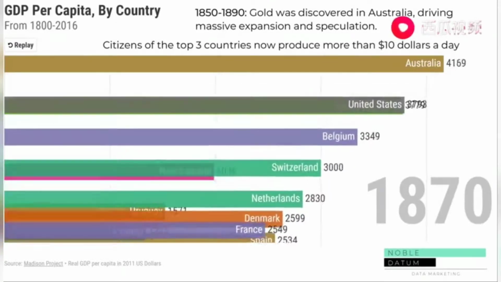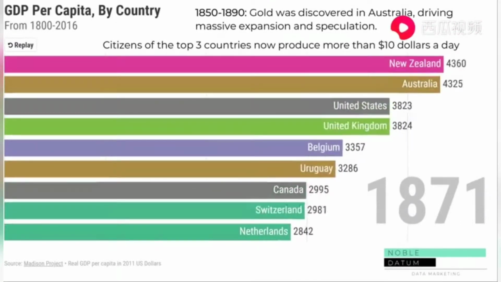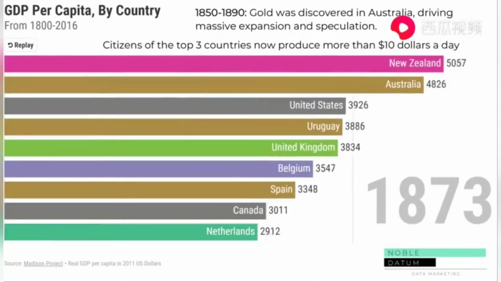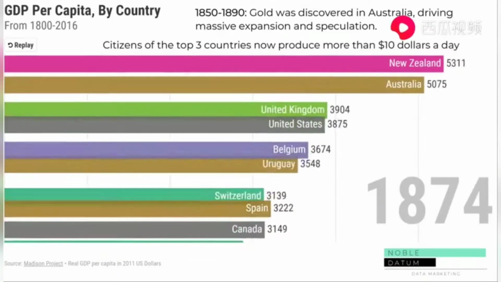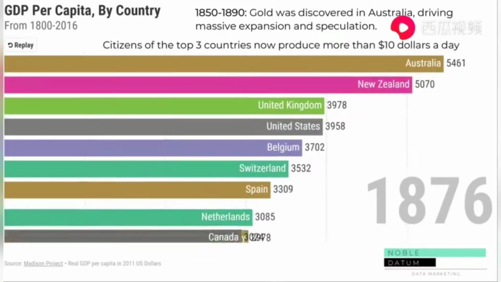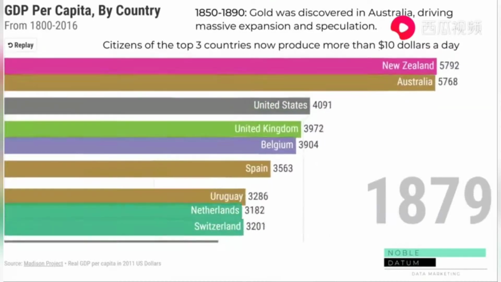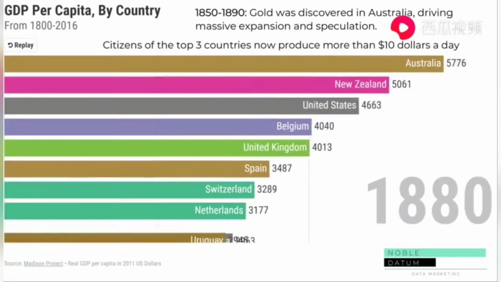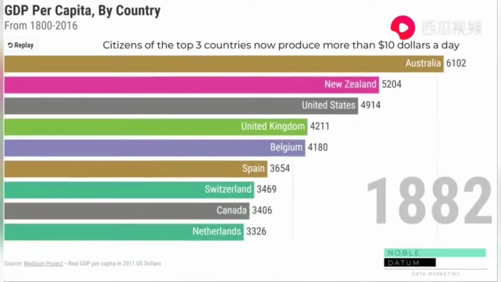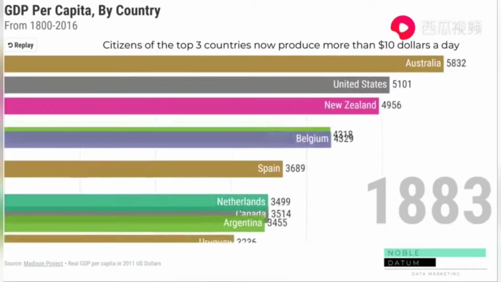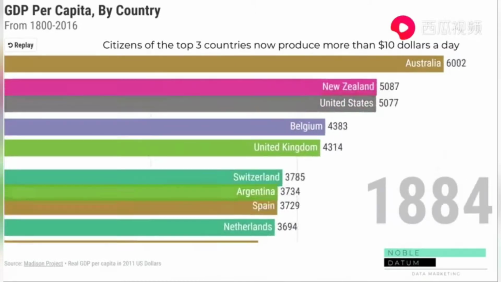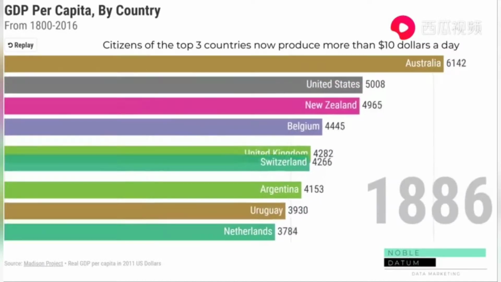At this point, the citizens in the top 3 countries produce just over $10 a day, while working an average of 60 hours a week, which is considered luxurious because in Belgium, the average employee works over 70 hours a week to produce 23% less in economic activity.